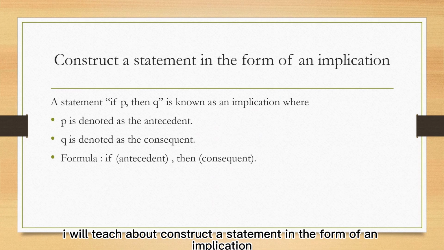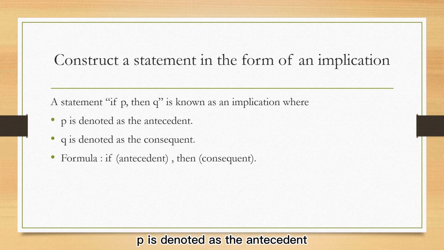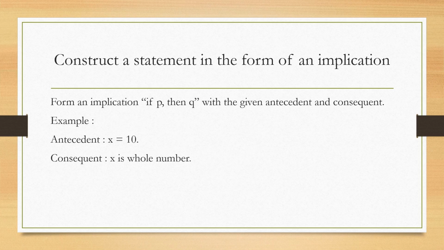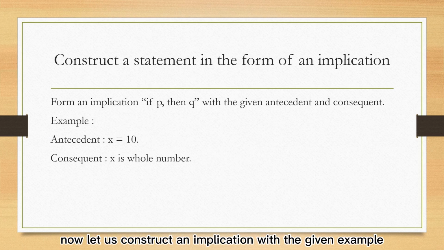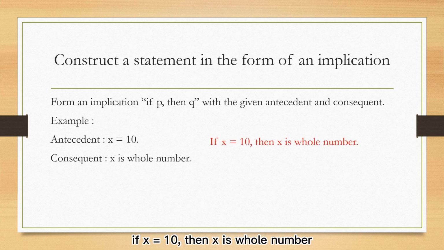Now I will teach about constructing a statement in the form of an implication. What is an implication? A statement if P then Q is known as an implication, where P is denoted as the antecedent, Q is denoted as the consequent. Now let us construct an implication with the given example. Antecedent is x equals 10 and consequent is x is a whole number. And then the implication will be if x equals 10, then x is a whole number.